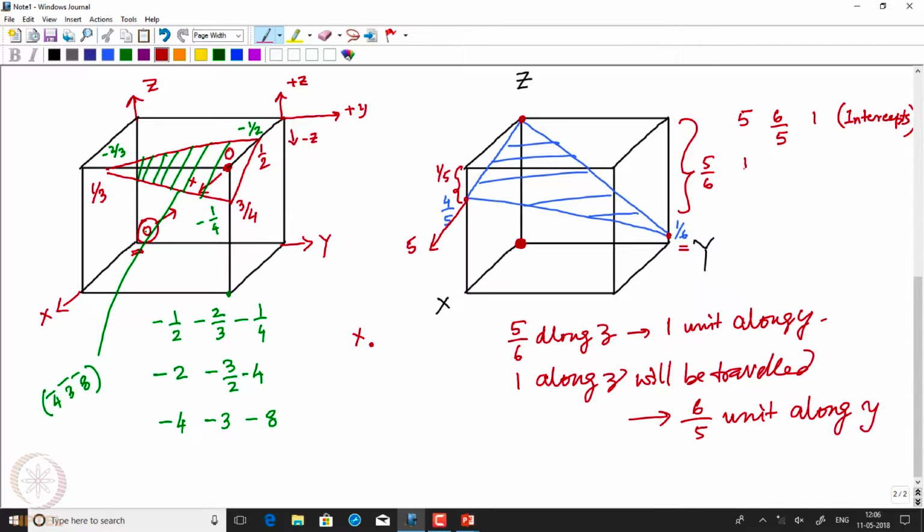So, the reciprocals will be 1/5, 5/6 and 1. To clear the fractions, multiply by 30. So, here you get 6, 25, 30. So, the Miller indices for that particular plane become 6, 25, 30.